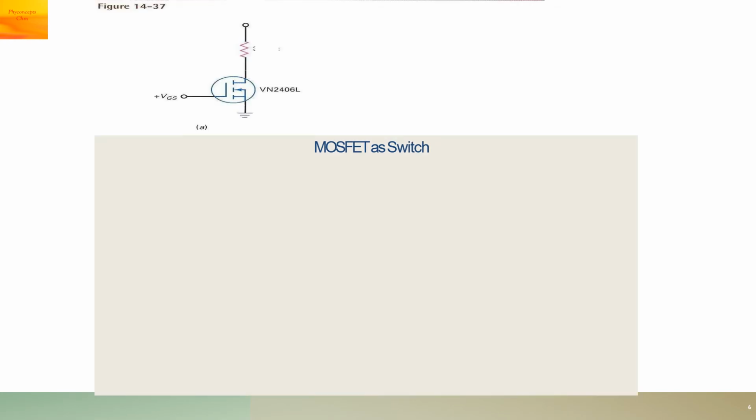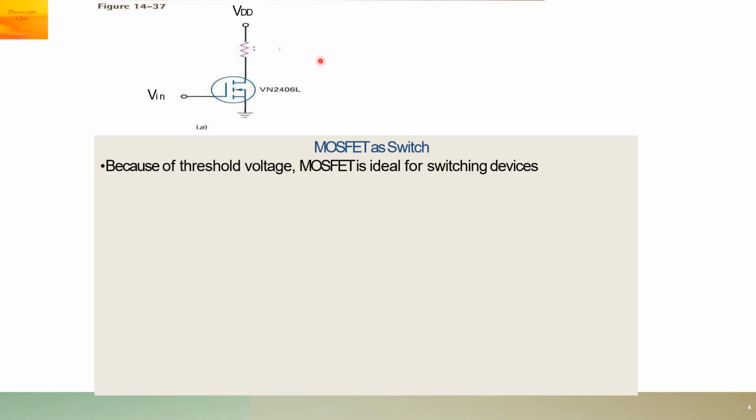Now we will see one application of MOSFET, that is digital switching. MOSFET is used as a switch. This is the circuit diagram. Because of the threshold voltage, the MOSFET is ideal for switching devices. When VGS is greater than VGS-TH, the MOSFET conducts.